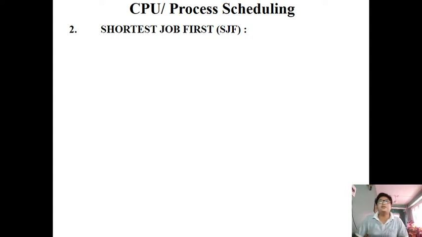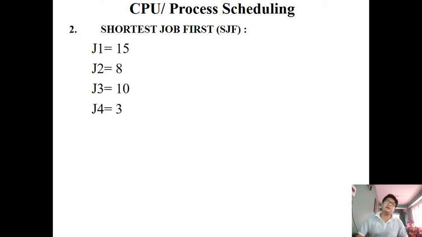Now the next scheduling algorithm that I'll be talking about is the shortest job first scheduling algorithm. In this algorithm, considering the same scenario, I will give the CPU to the process having the minimum burst time, right? Having the minimum execution time. So for example, we have the same scenario. All the processes have arrived at the system in this order at the same time, t equal to 0.